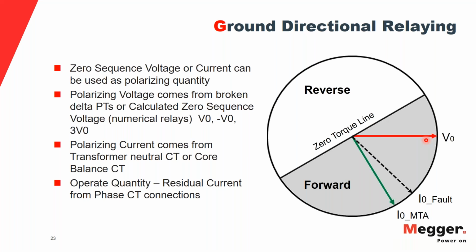Microprocessor relays calculate zero sequence inside their box. And if you're using zero sequence current for polarization, it can come from your transformer neutral CT or a core balance CT. The operate quantity in ground directional relaying is nothing but your residual current from the phase CT connections. So this relay is basically looking for the angle between zero sequence voltage and zero sequence current.